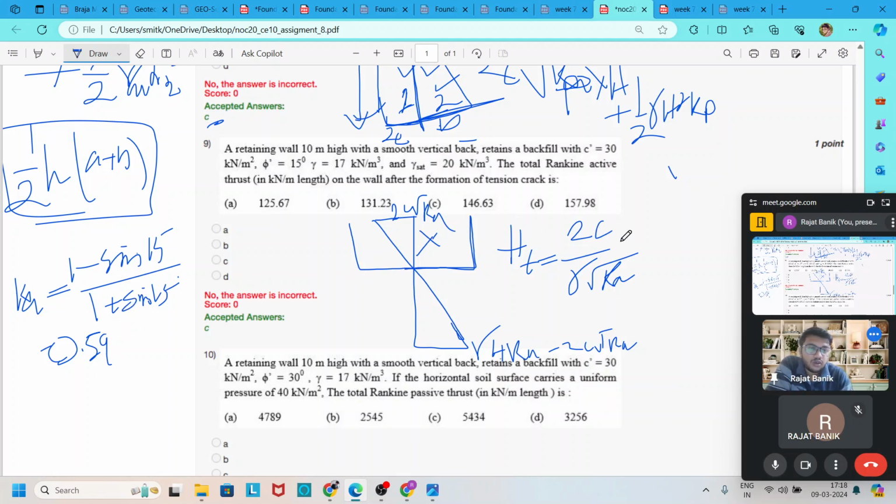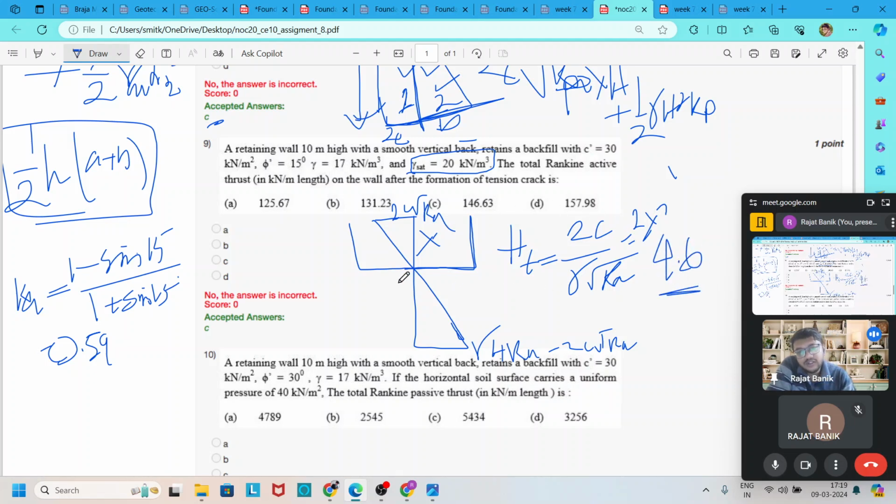So we put here 2 into C, which is 20... 2 into 30 divided by gamma. Here we use given gamma only, because it is not said that there is a presence of water table, so we cannot use the gamma saturated value here. So we use gamma is 17 divided by root over Ka. Ka we find out is 0.59. So the height of the tension crack becomes 4.6.